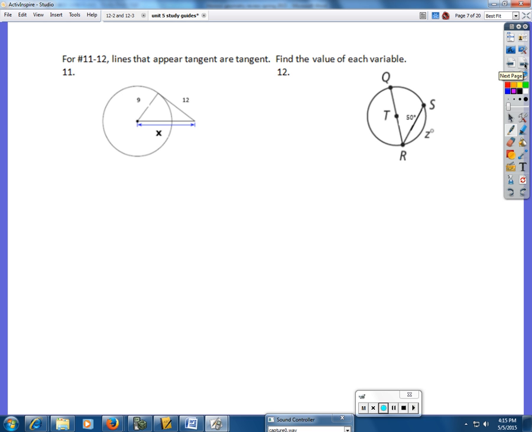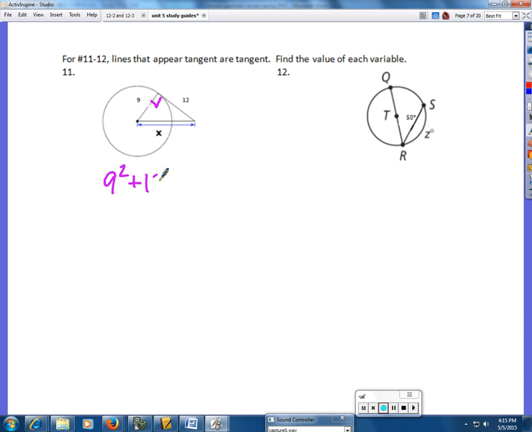11, I have a tangent, because it says if they appear to be tangent, they are tangent. So that makes this a right angle because I have a tangent and a radius, which makes this the right triangle. So I can use our favorite theorem, Pythagorean theorem. So my legs are 9 and 12. 9 squared plus 12 squared equals x squared.